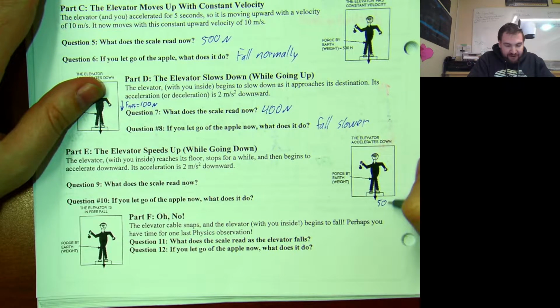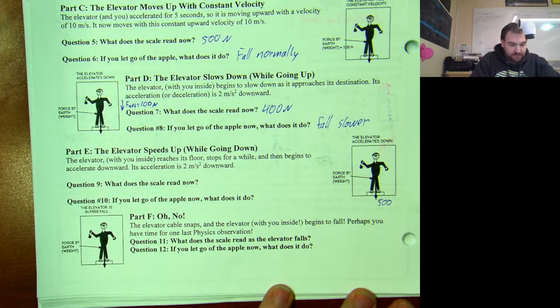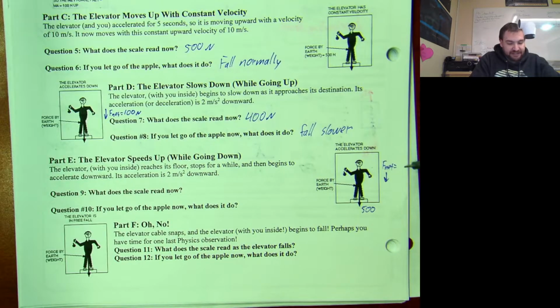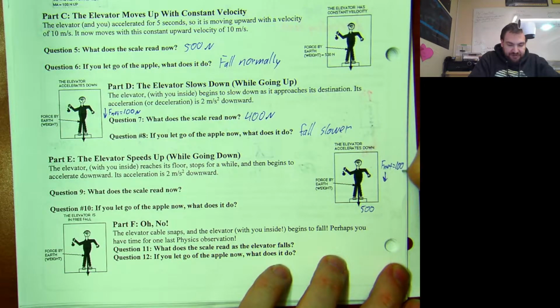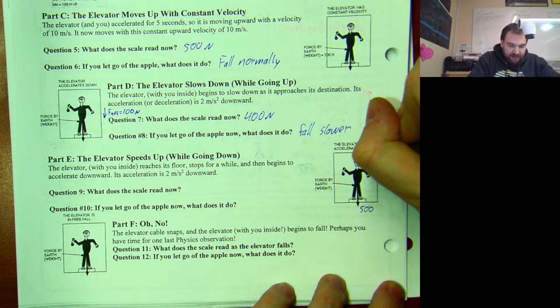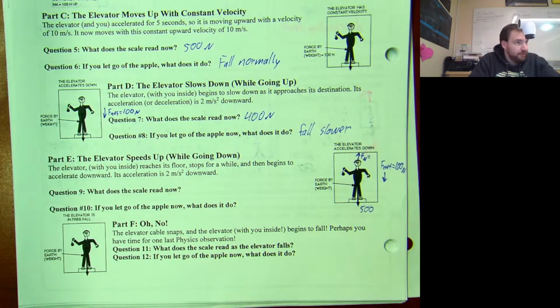Downwards, we have 500. Our net force, we could figure out what F net is downwards. As I accelerate at 2 meters per second squared down for a 50 kilogram mass, that's 100 newtons. If F net is 100 newtons down, and this is 500 newtons down, then what must be my normal force up?